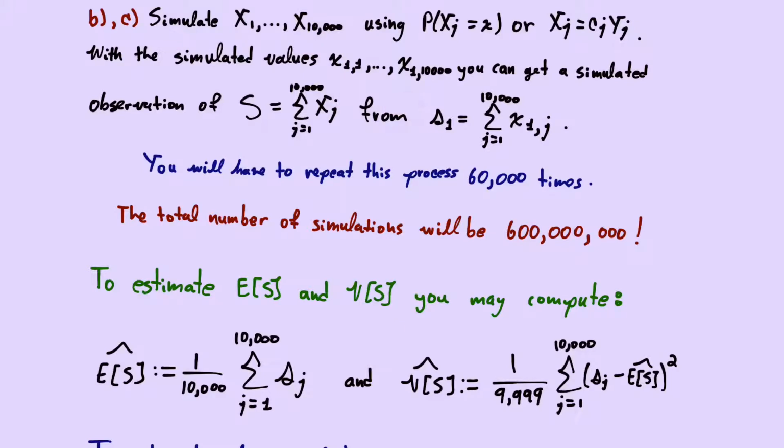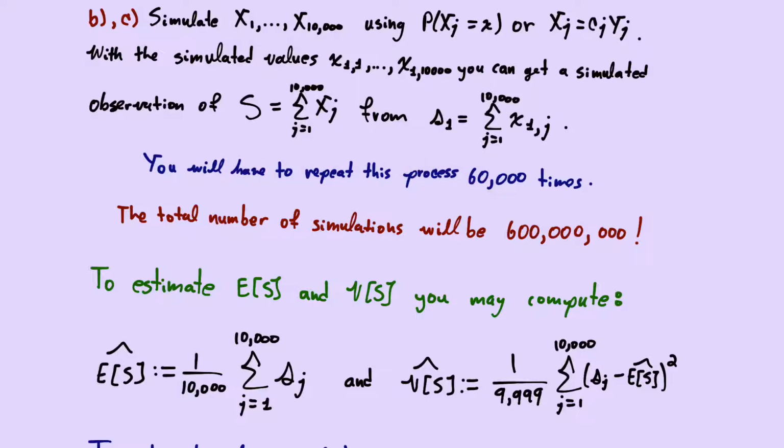So to get a simulated observation of this, you can call it S1 because it's the first one. You sum these simulated values of these 10,000 random variables. So to get just one observation of S, you have to do these 10,000 simulations, and then calculate the sum of those simulations. This is the first observation, because the first number of this X simulation is fixed as 1.